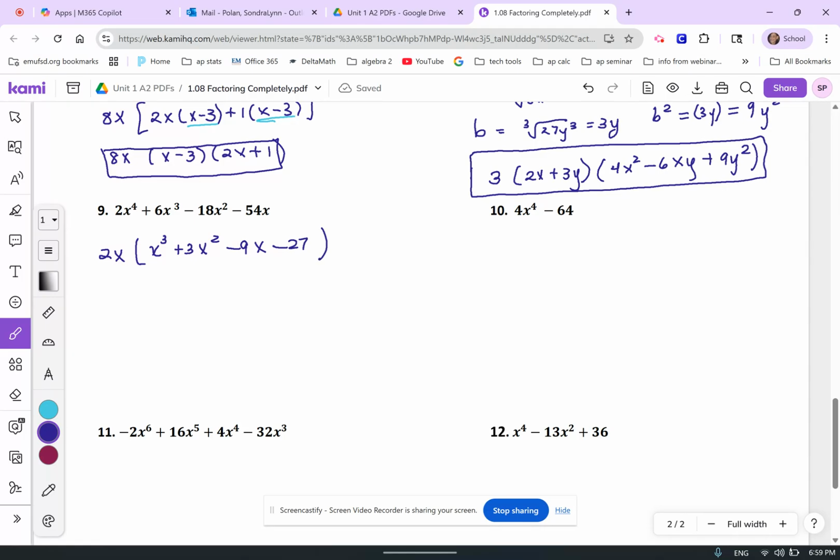We have 4 terms, so what do we do? We group. We carry down that original GCF, and what is the common factor in the first 2 terms? X squared, and we're left with x plus 3. What's the GCF for the second group? Negative 9. Negative 9x divided by negative 9 is x. Negative 27 divided by negative 9 is positive 3. What is the common GCF? X plus 3.